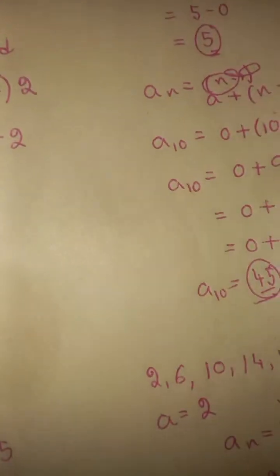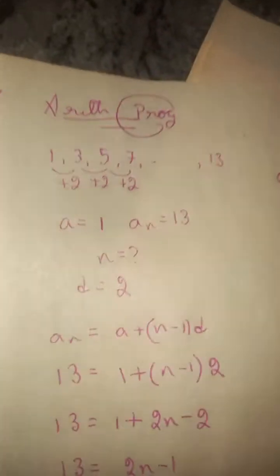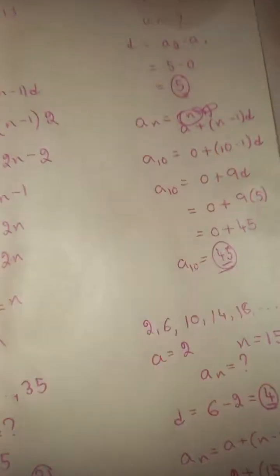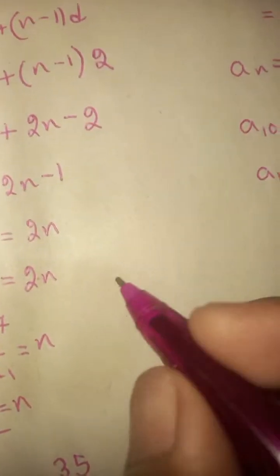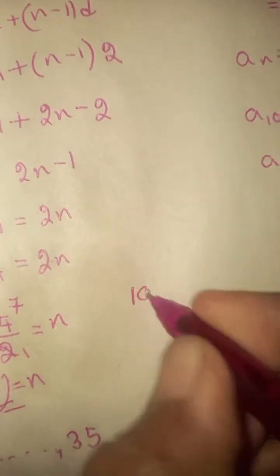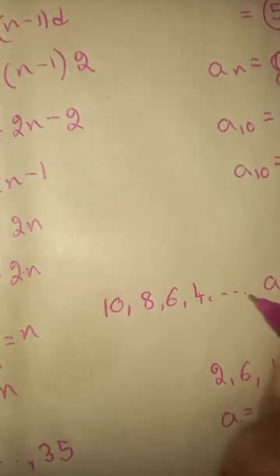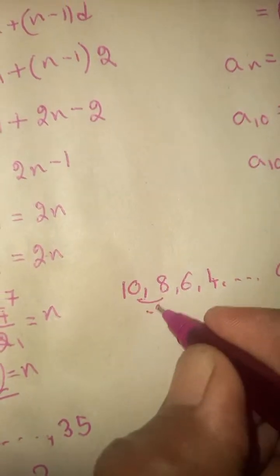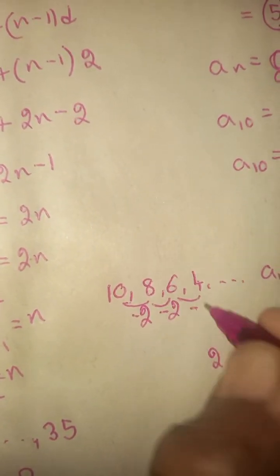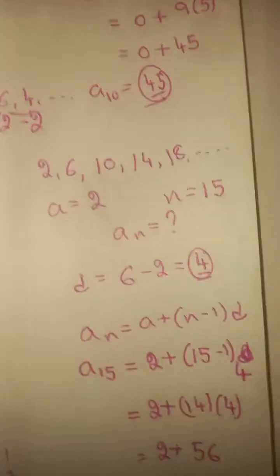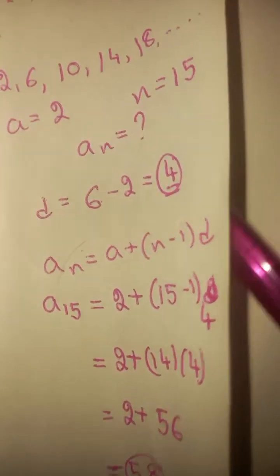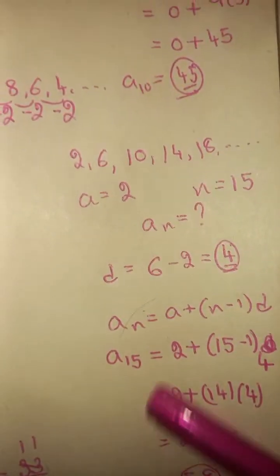Like this, they not only give adding, they can even give subtracting. One series can run with subtracting numbers like this, that is 10, 8, 6, like this. Here it keeps on decreasing. Here they are just subtracting minus 2, minus 2, minus 2. You can do it with the same formula. d you get negative, and all these terms remain the same.